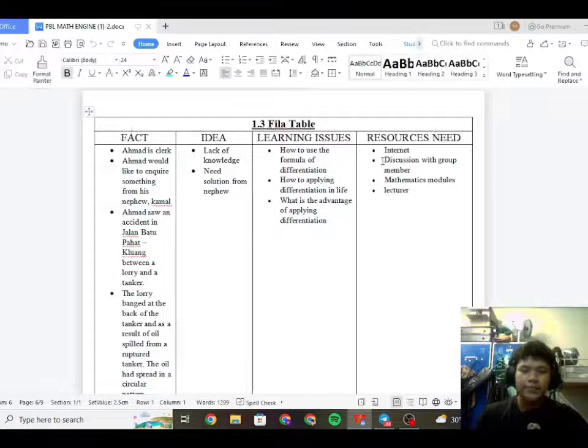The next filler table is resources needed. The first one is internet, second one is discussion with group members, third one is mathematics module, and last one is lecturer.